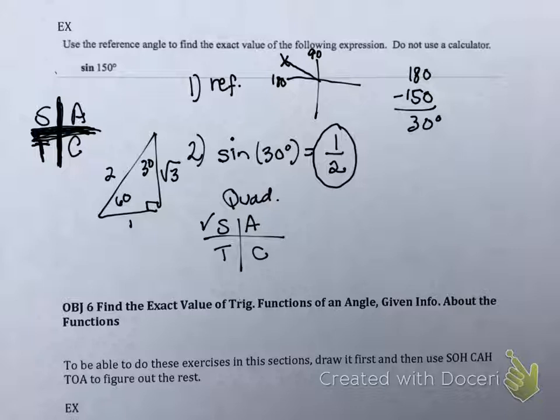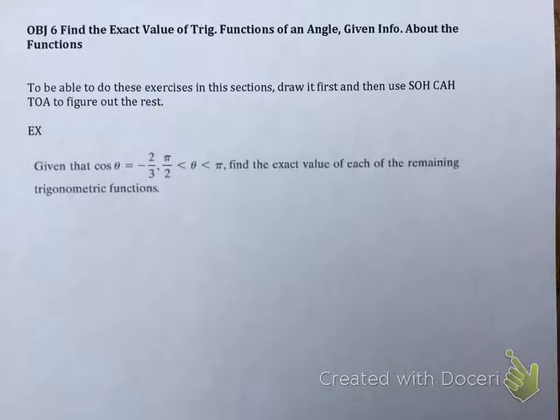Objective 6, find the exact value of trig functions of an acute angle given information about the functions. Okay, once again, when you do this next example, you're going to have to draw a triangle and then use SOHCAHTOA to figure the rest out. Okay, so here's the example. Given that cosine theta equals negative 2 over 3, and theta is a value between pi over 2 and pi, find the exact value of each of the remaining trig functions.